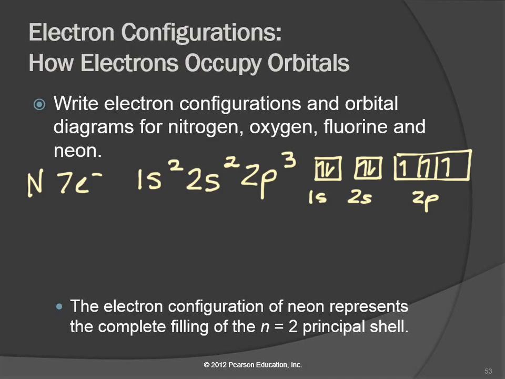So let's look at oxygen. How many electrons does oxygen have? 8. So let's use this same orbital diagram here. We've got 7. The 8th one, I'll make it a different color. The 8th one is going to go in there. So then the electron configuration for oxygen is going to be what? 1s2, 2s2, 2p4. It's oxygen.